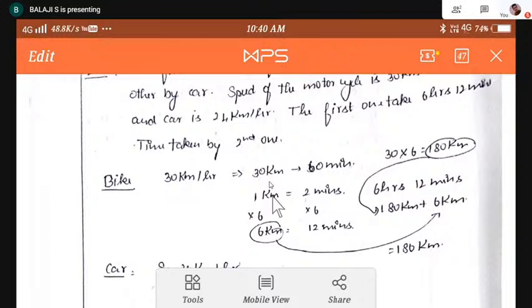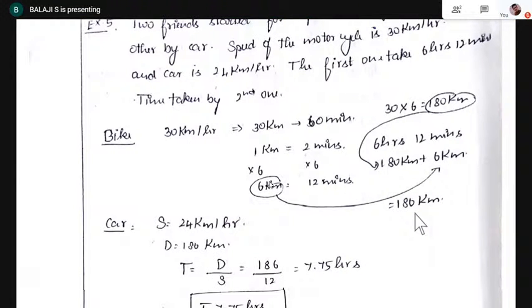So now the distance between point A and point B we have found. We know the distance and we know the speed of the second person, so now we must calculate the time. The speed of the person who goes by car is 24 kilometers per hour, and the distance is 186 kilometers. The time taken is distance by speed, which is 186 divided by 24, which is 7.75. It's simple. Okay, and we are going to see a very important problem.